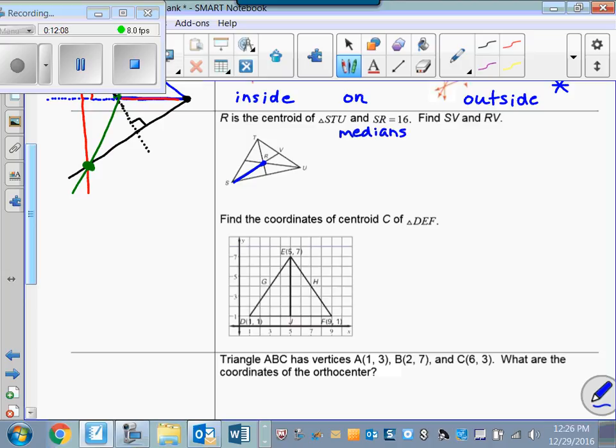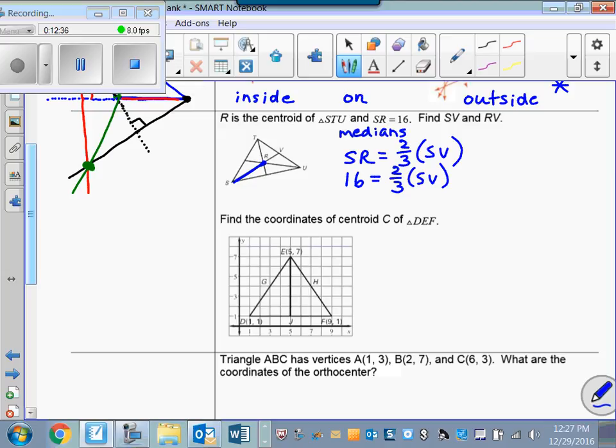So what do I know? I know that SR is 2/3 of SV, right? That's what the theorem told me. The distance from the centroid to the vertex is 2/3 of the total distance from the vertex to the midpoint of the other side. So what do I know? I know that SR is 16, so that's 2/3 of SV.